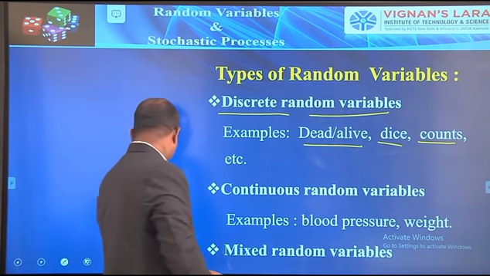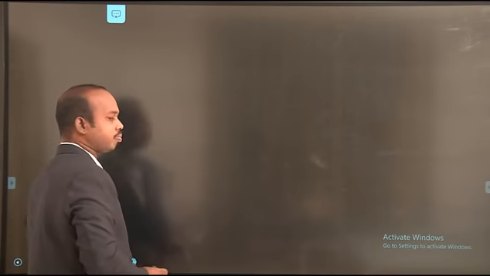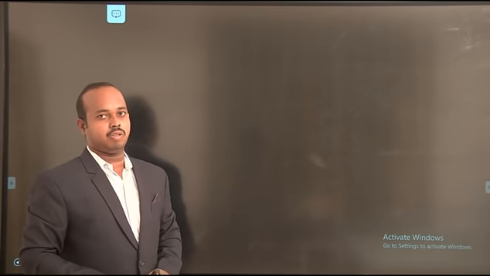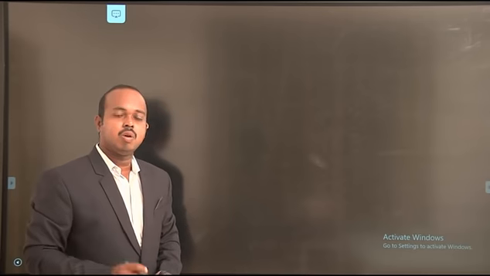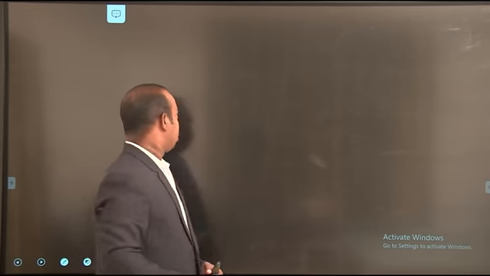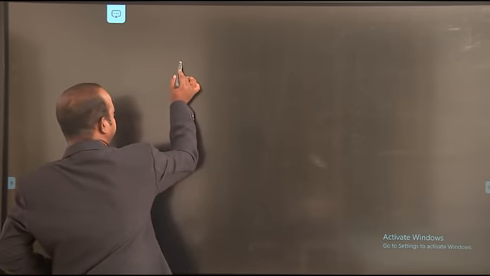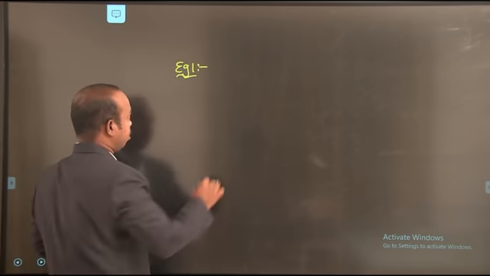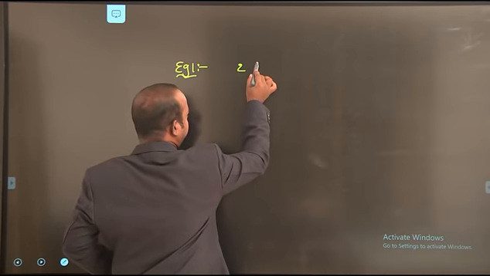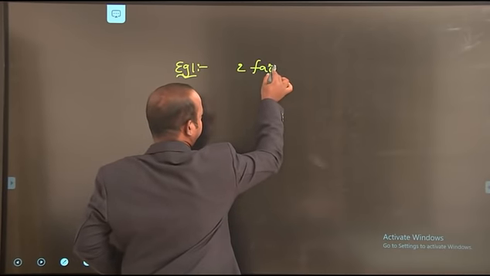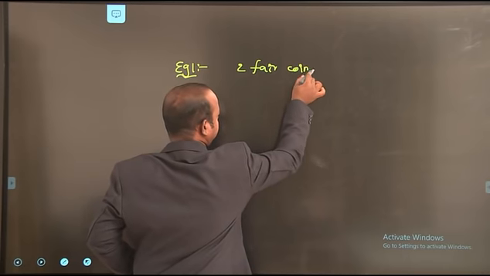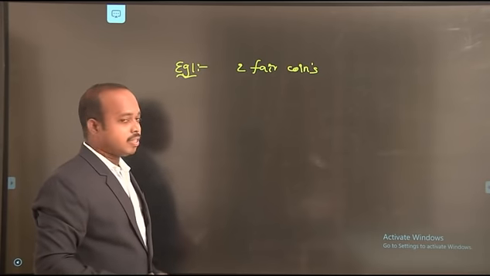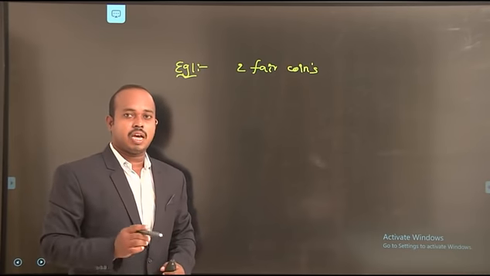Let's see one more example of a discrete random variable. I want to take the pair of two coins. We are tossing two coins. What are the possible outcomes? For a discrete random variable, I am taking one example: consider two fair coins being tossed. In this case, what are the possible outcomes available?